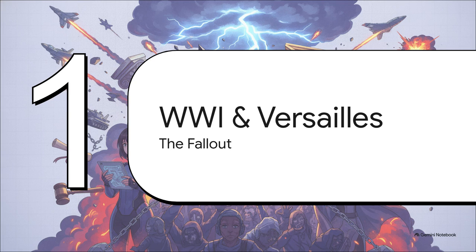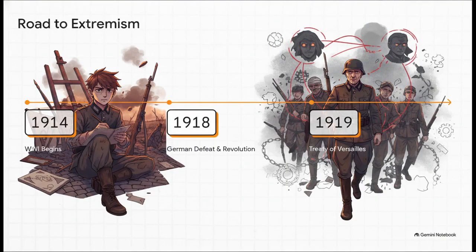All right, let's kick things off with Section 1, WWI and the Versailles fallout. To really understand how the world caught fire in 1939, we have to start at the ashes of the First World War. And our story begins on a very micro level. Think about a young man born on the Austrian-German border.